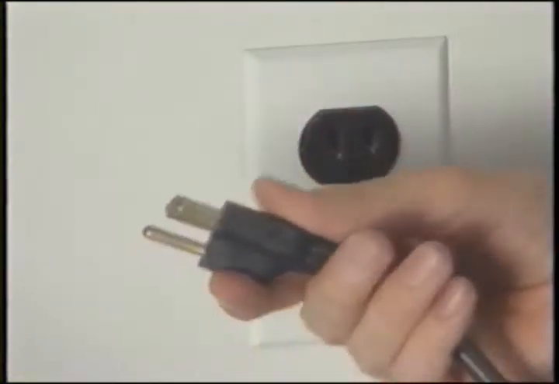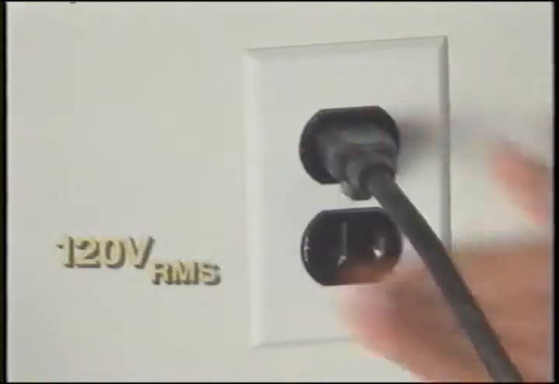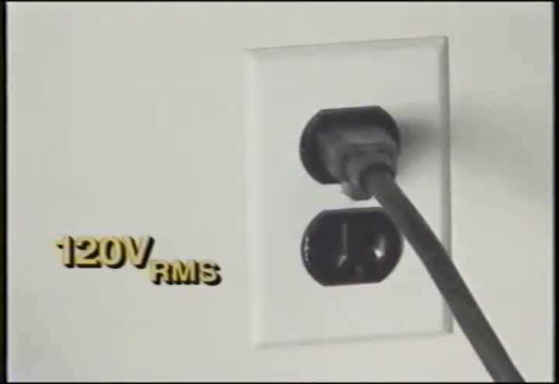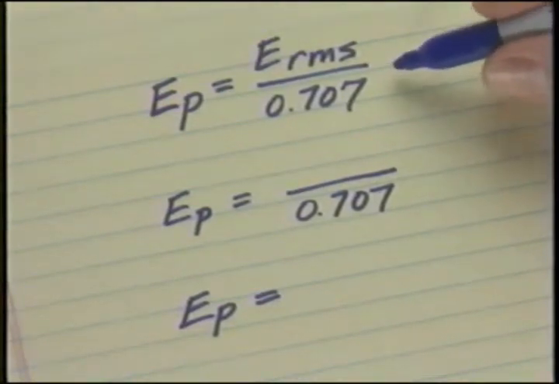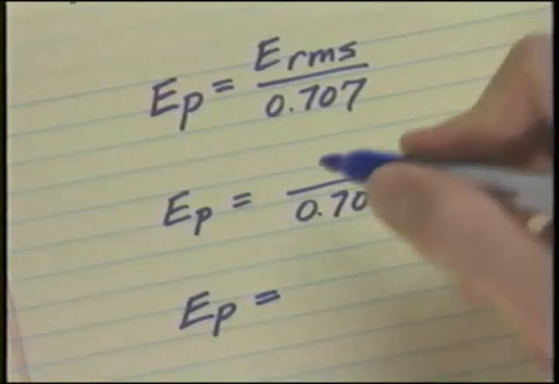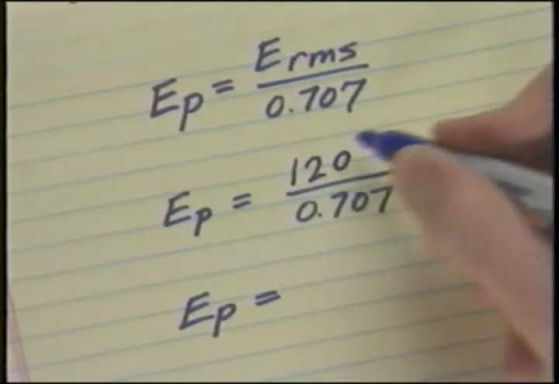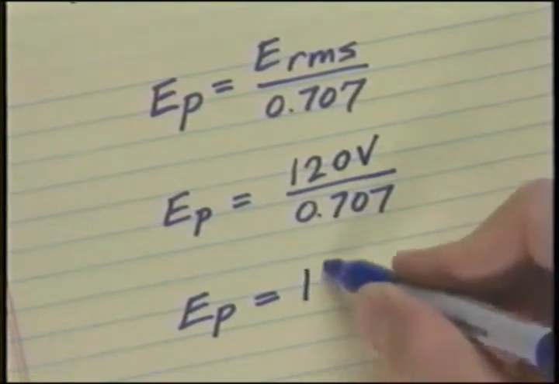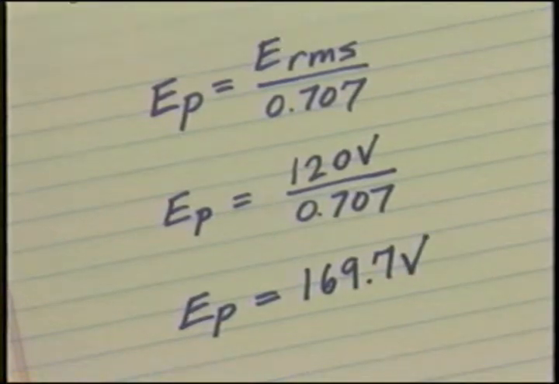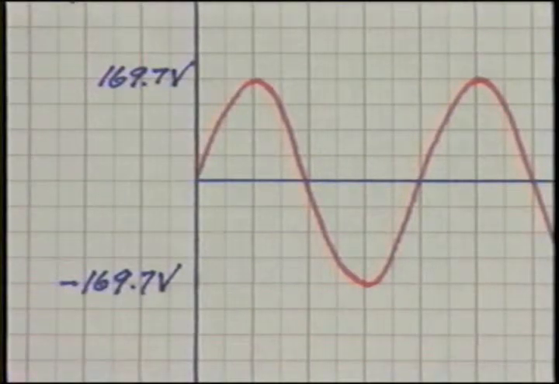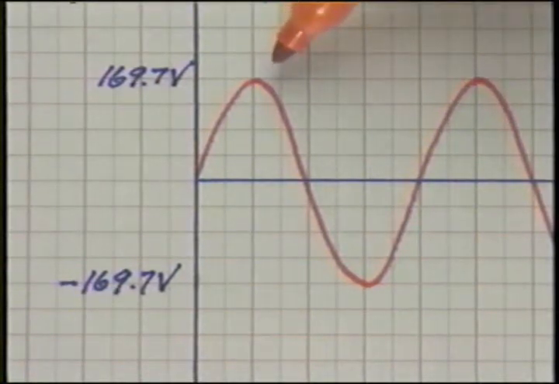Before going on, let's try an actual problem that will incorporate several of the values and terms to which you've been introduced. Let's begin with the standard AC voltage coming into your home, 120 volts, which is an RMS value. Let's determine the peak value by applying the formula E sub P equals E sub RMS divided by 0.707. Dividing 120 volts by 0.707 yields 169.7 volts peak.